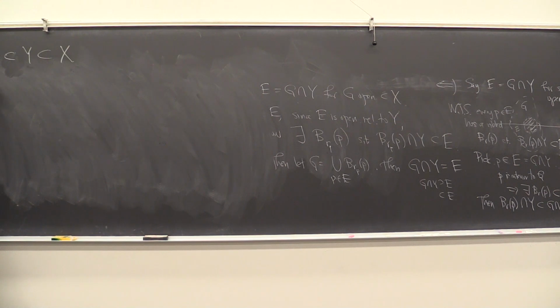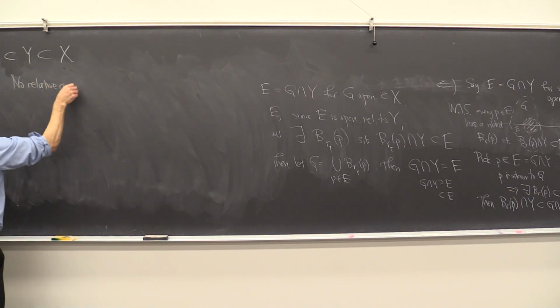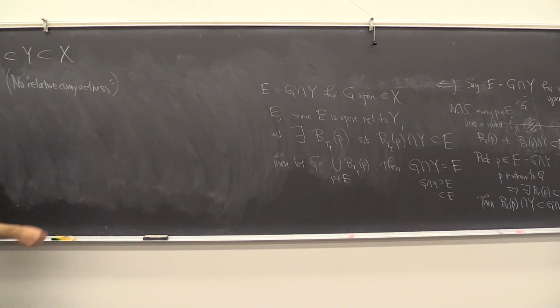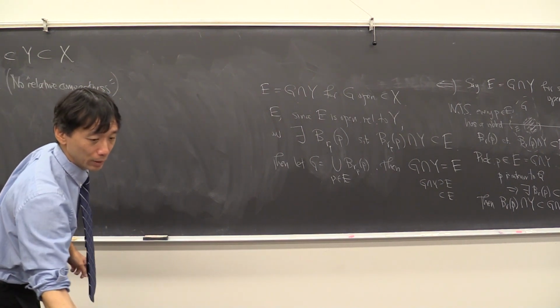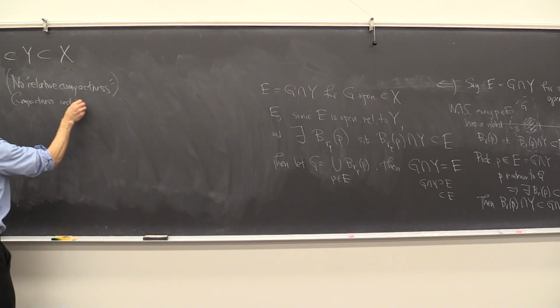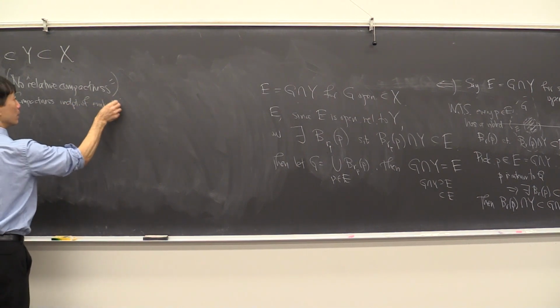But what we're going to show now is that compactness is different. If you're compact with respect to Y, you're compact with respect to X. And if you're compact with respect to X, you're compact with respect to Y. So there is no relative compactness. That's sort of the unofficial name of this. Compactness is independent of the embedded space.